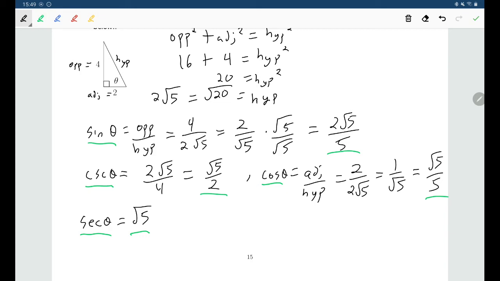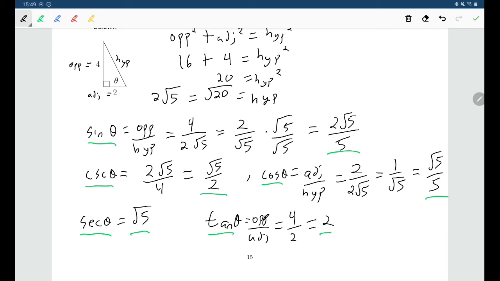And let's see, what's left is tangent of theta, which is opposite over adjacent. Opposite measures 4, adjacent measures 2. So tangent of theta is 2.